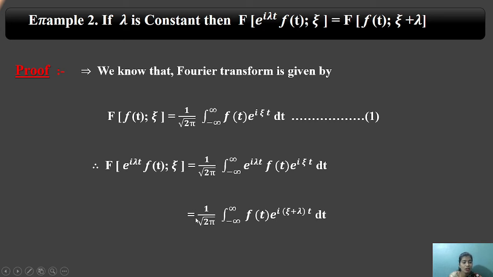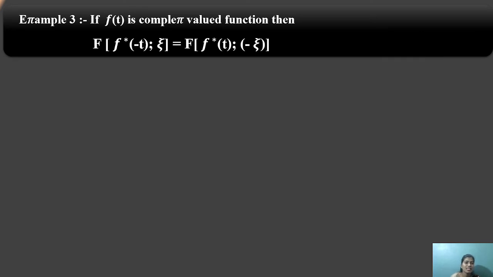Then this equals 1 upon square root of 2 pi, integration from minus infinity to infinity of f(t) e to the power i, with lambda and xi being constant, the sum xi plus lambda, times t dt. Then this value will be equal to F of f(t) at xi plus lambda, by using the first equation. This is the second example.